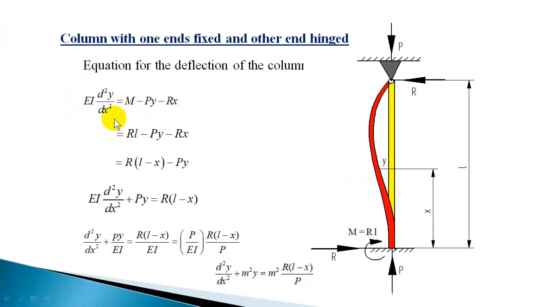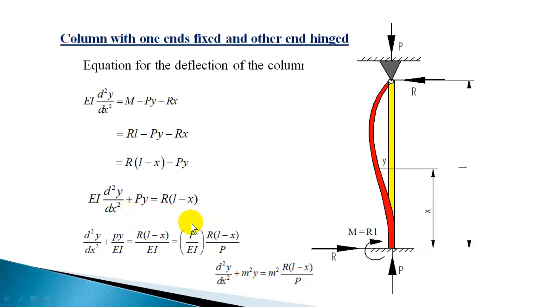So EI d square y by dx square is equal to M minus Py minus Rx. M you can replace as RL. So RL minus Py minus Rx. You can write it as R into (L minus x) minus Py. Now taking minus Py to the left hand side, EI d square y by dx square plus Py is equal to R into (L minus x).